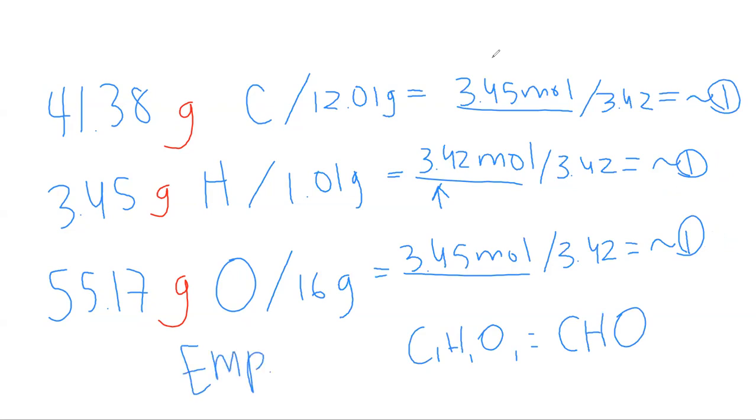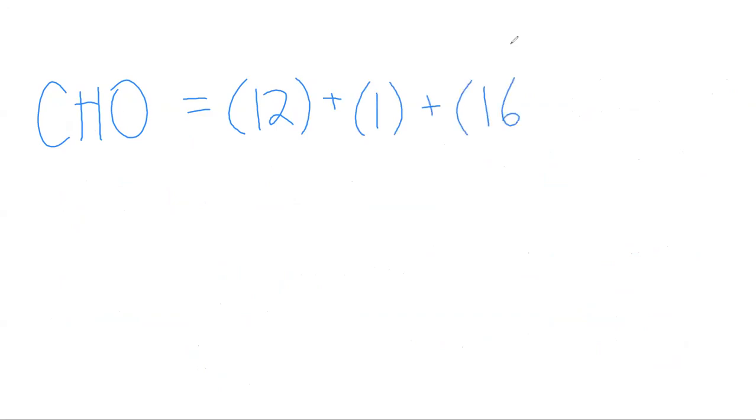But our problem here is asking for our molecular formula. So we're going to have to find what we have to multiply each of the subscripts in our empirical formula by in order to get the weight of the molecular formula. We said our empirical formula is CHO, and we need to figure out how much that weighs. We know that's 12 for carbon, 1 for hydrogen, and 16 for oxygen, and that gives us about 29 grams per mole for this empirical formula.